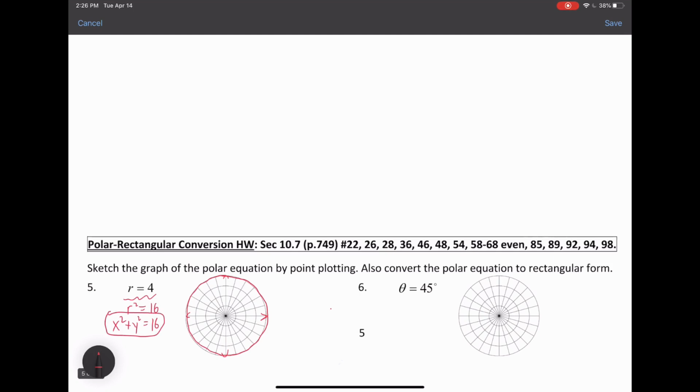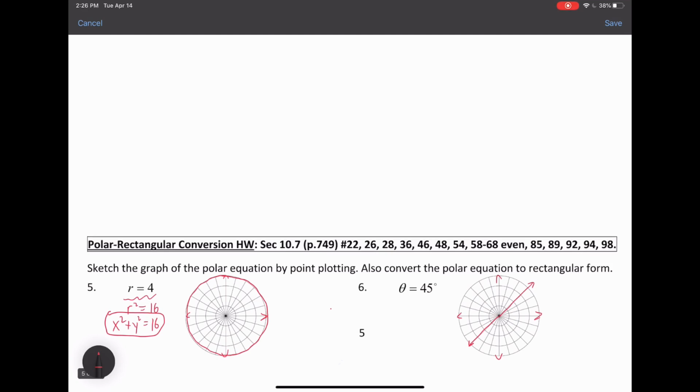How about theta equals 45 degrees? Okay, so what shape is this going to be? We've seen equations like this before. You need all the points where their central angle will be 45 degrees. I'm going to plot a line with the 45-degree central angle going up through quadrant 1, and can you extend it down through quadrant 3?